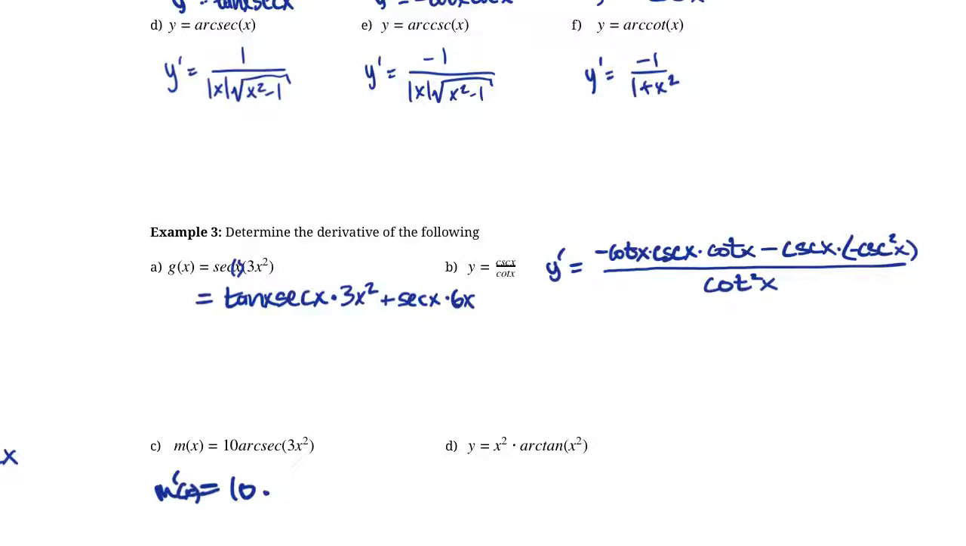Essentially what we're going to do is take the derivative of arc secant first, which we know is 1 over the absolute value. Now, it's not the absolute value of x, it's the absolute value of what was in the place of the x. And in this case, it's the 3x squared. So it's the absolute value of 3x squared times the square root of 3x squared minus 1. So this is all under that square root sign, right?